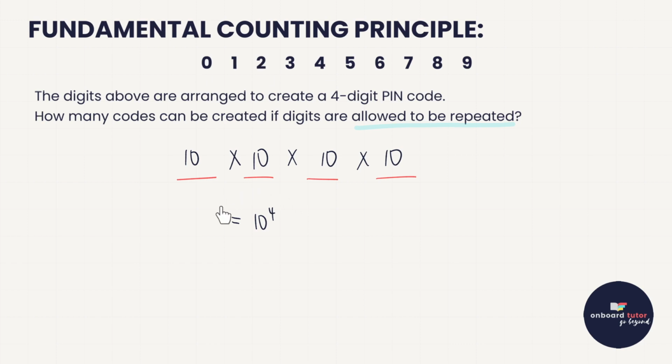But essentially it would take you a very long time to get to this large number here, because 10 to the 4 is actually 10,000. So there are 10,000 PIN codes that we can create just from using these numbers here. Okay, but that's when we are allowed to repeat. Let's have a look at another example.